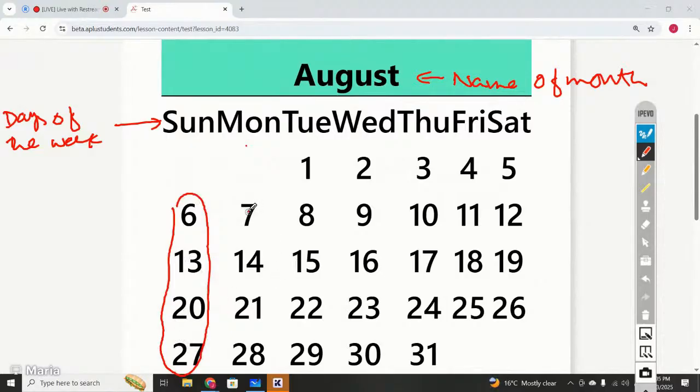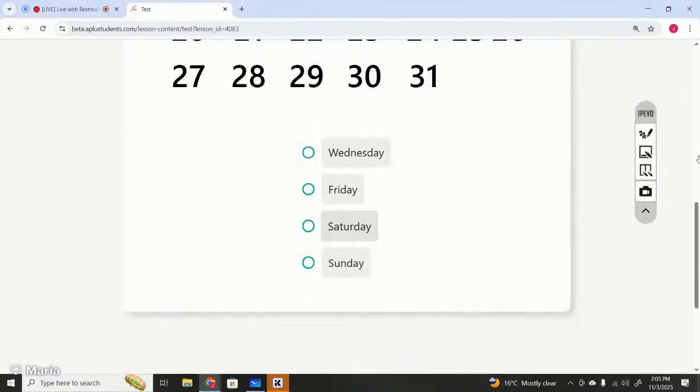Same way, Monday, 7, 14, 21, and 28, all the dates are on Monday, right? So we need to see what day is on the 13th. So here is the 13th. Look at this line. So 13th is on Sunday. Got it? So 13 is on the Sunday option.